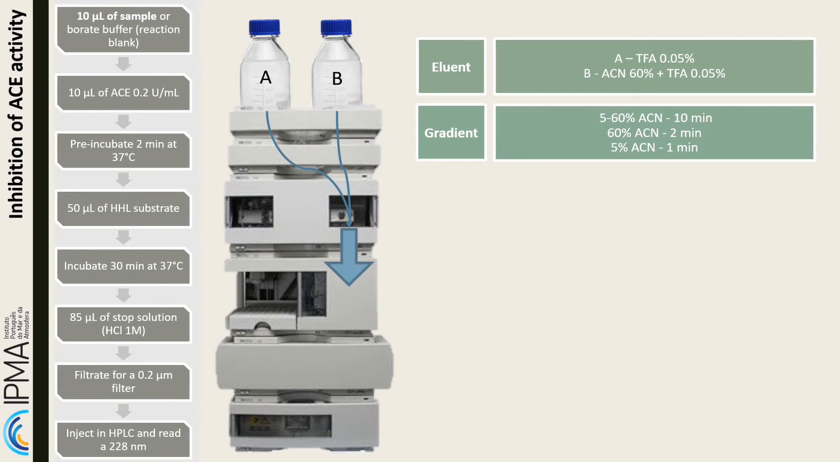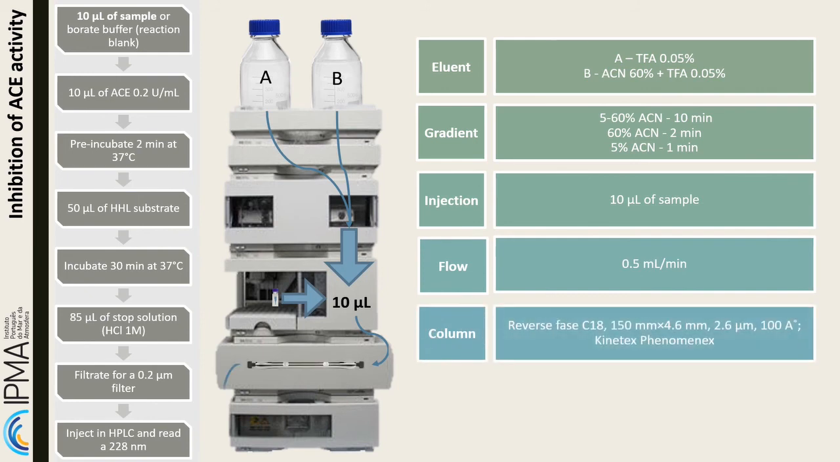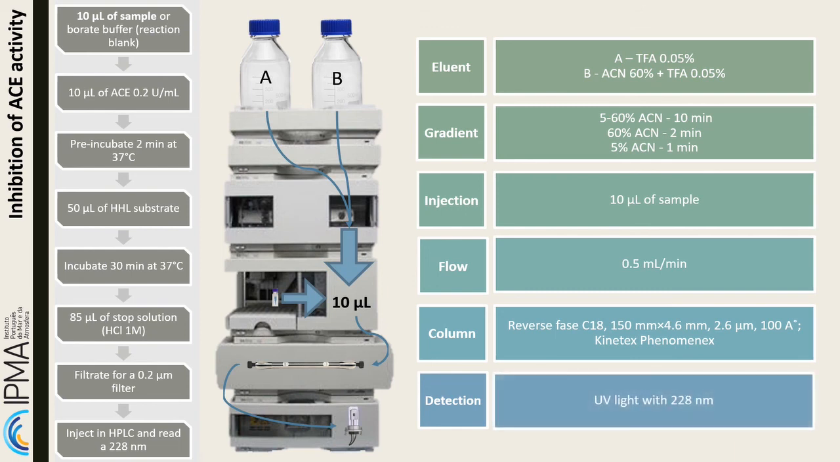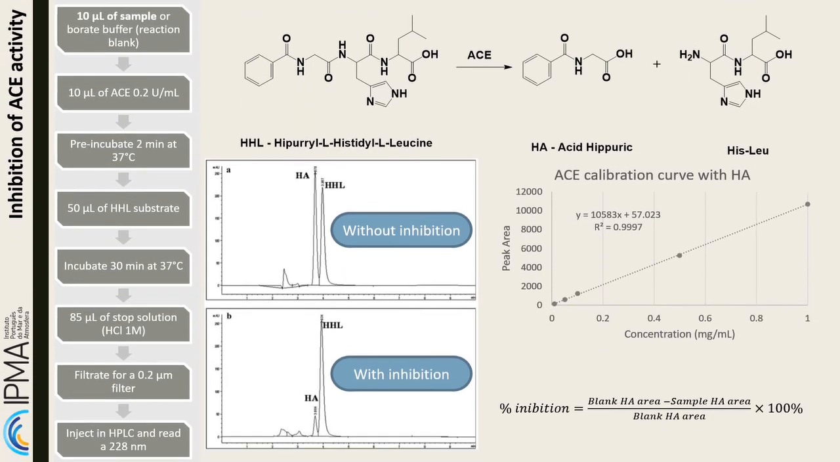It is maintained for 2 minutes at 60% acetonitrile, and then returned to 5% acetonitrile for 1 minute. 10 microliters of sample are injected with a flow of 0.5 milliliters per minute into a reverse phase C18 column. Detection wavelength was set at 228 nanometers. The inhibition percentage is given by the equation shown in the slide.